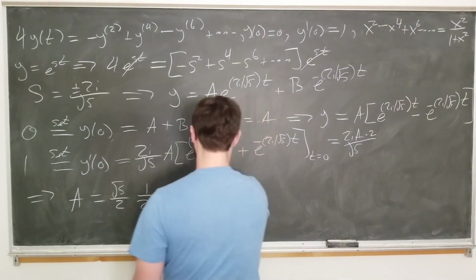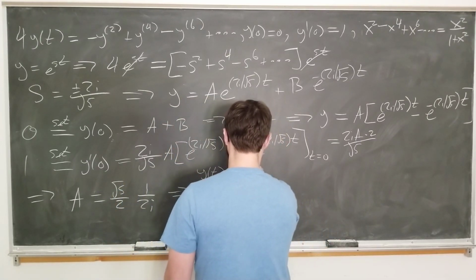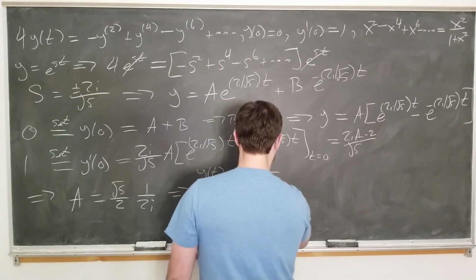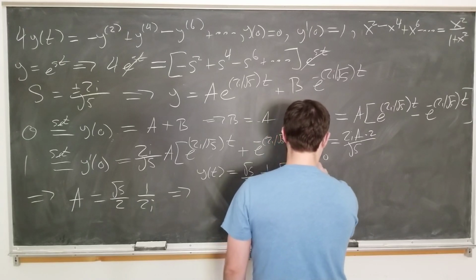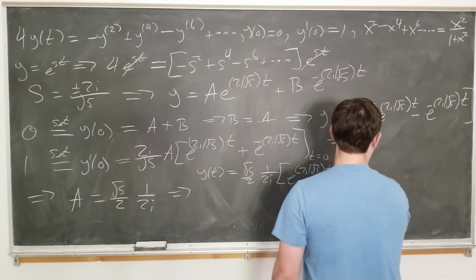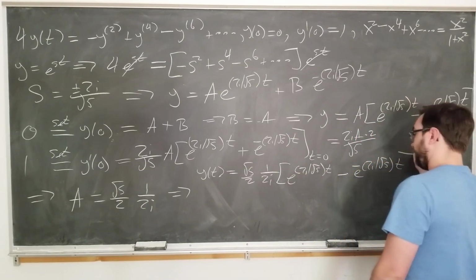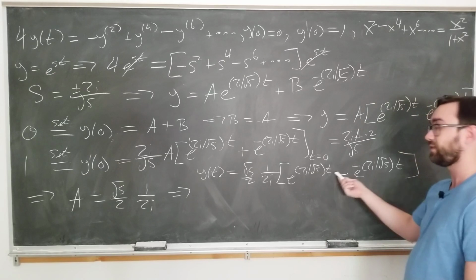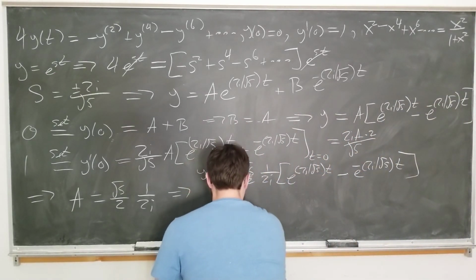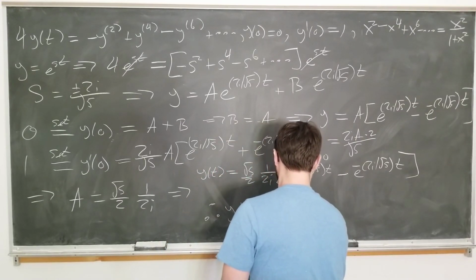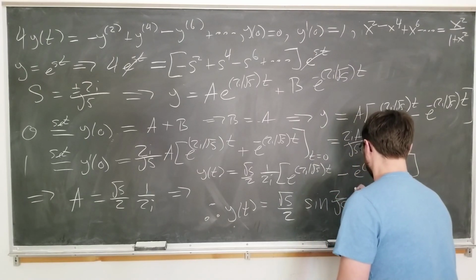This tells us that y of t is now equal to square root of 5 over 2, 1 over 2i, times e to the 2i over square root of 5 t, minus e to the minus 2i over square root of 5 t, which we should hopefully recognize as the sine of this here. So y of t is square root of 5 over 2 sine of 2 over square root of 5 t.